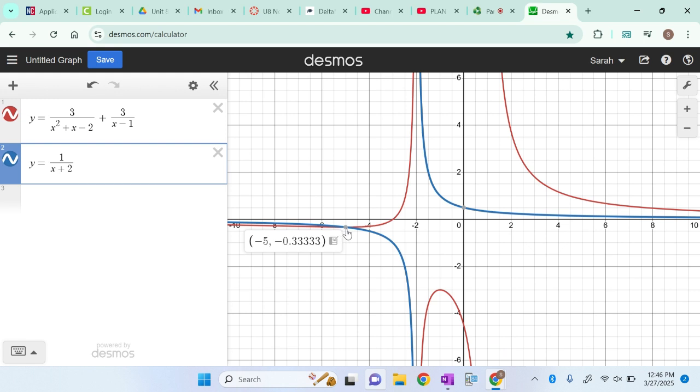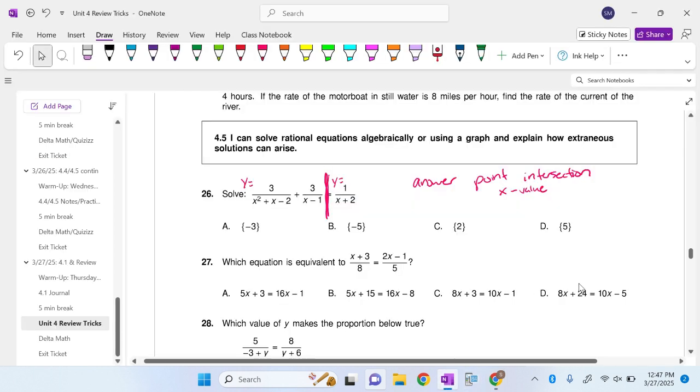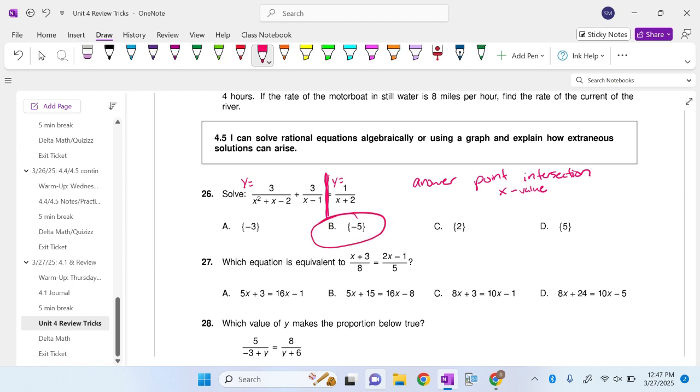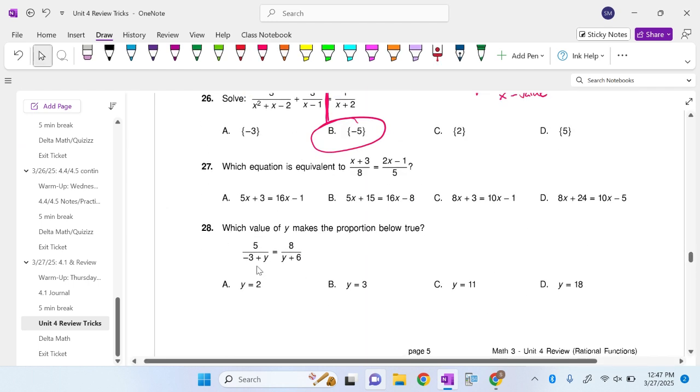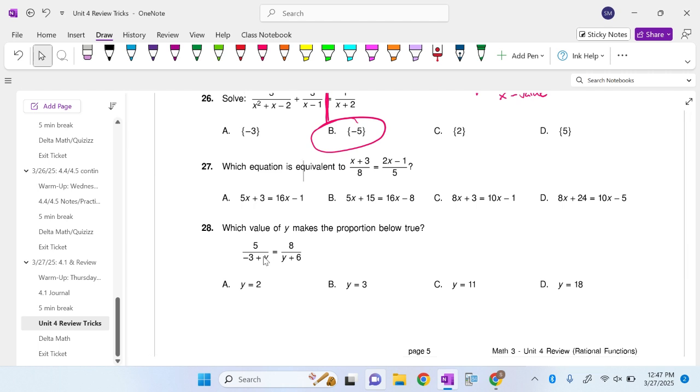And Desmos lovingly already graphs that point of intersection for you, so you can just click on it with ease. And you've used the x value, so guess what your answer is? B. And you can use that for almost all of these. So if they put y here, just replace that y with x because you typically solve for x. Whatever variable you're trying to find, just replace it with x.